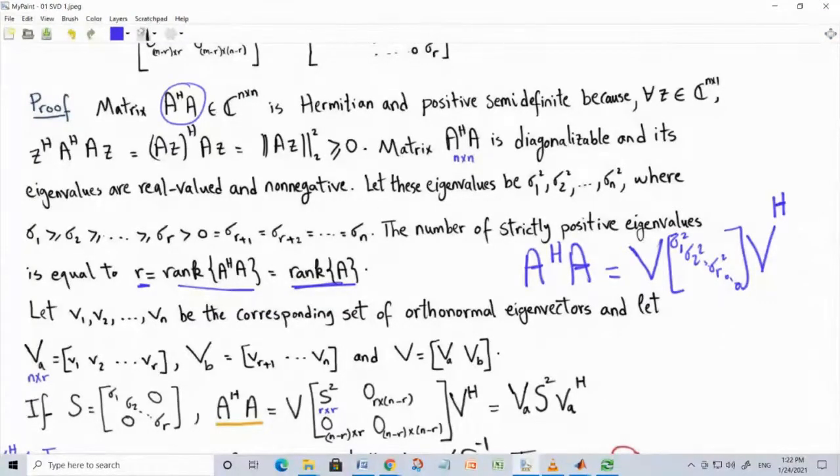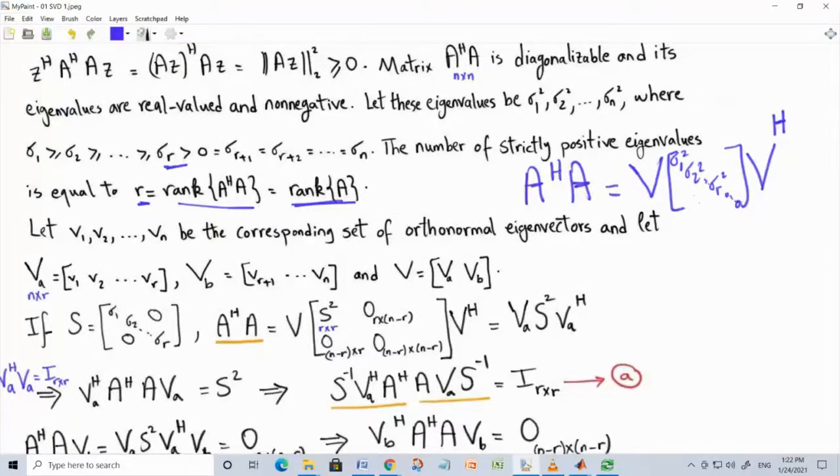In this course, we will adopt the notation that sigma 1 is the biggest one. So sigma 1 is the greatest in value, followed by sigma 2 and so on. So sigma 1 is greater than or equal to sigma 2, which is greater than or equal to sigma 3 and so on. The last strictly positive sigma is sigma r, where r is the rank of A, which is the rank of A Hermitian A. The remaining ones, from sigma r plus 1 to sigma n, are exactly 0. So this is the eigen decomposition for A Hermitian A.